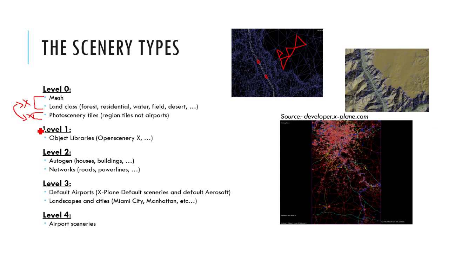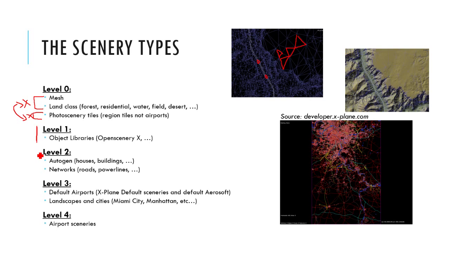Then you've got level 1, what I consider as the object libraries. So it's the object libraries, for example, OpenSceneryX or others, that will be needed for custom sceneries built by some authors, and they will usually tell you, we need that library and this one. So you need to install them and declare them in the global scenery file, the scenery file that you have in X-Plane. We'll see that in the next slide.